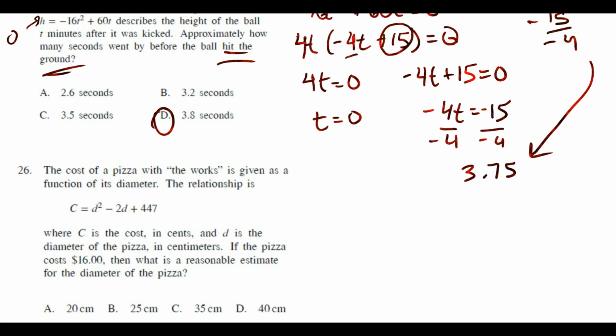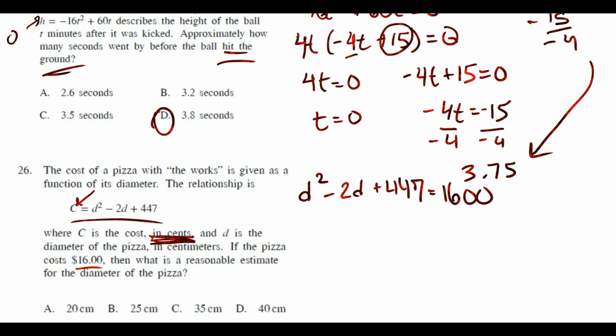I know. All right, let's get to this. The cost of pizza with the works is blah blah blah. It's this function where C is the cost in cents, Mr. O'Neal. That's what I missed the first time. And D is the diameter of the pizza. If the pizza costs $16, then what is a reasonable estimate for the diameter of the pizza? So what I did the first time, I made that to be 16. That's a lie because that's cost in cents, so $16 is 1,600 cents. So you have D squared minus 2D plus 447 is equal to 1,600.